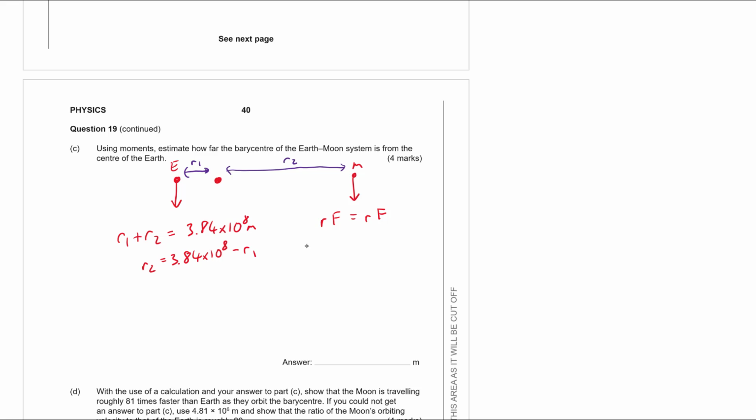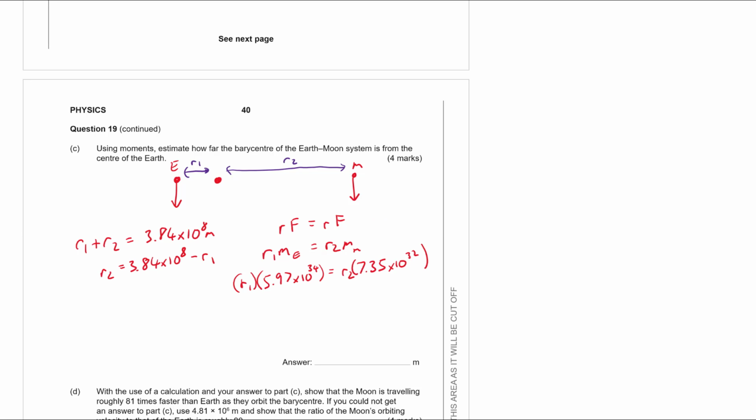So now I'm going to substitute in where R is R1, and the force from this one here is just going to be the mass, and you'd expect that the acceleration of both of these masses is going to be the same. So I can just keep it in terms of the mass. So R1 M_E is equal to R2 M_M. And I'm going to sub in the values that I know. And remember, I know that R2 is equal to 3.84 times 10 to the 8 minus R1.